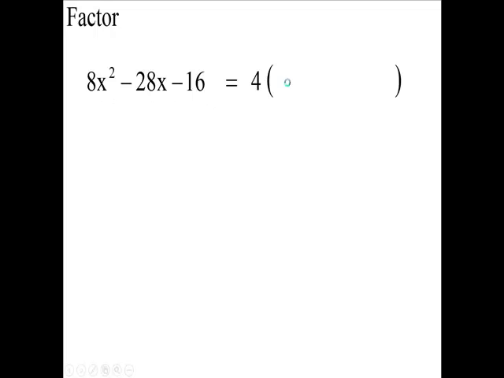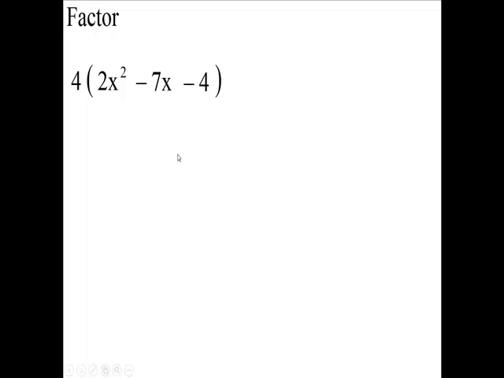Now 4 times 2x squared is 8x squared. Okay? And if you take a 4 out of this, divide this by 4, 28 divided by 4 is 7. Don't forget your variable, and don't forget your sign. Minus 28 divided by 4 is 7. Don't forget the variable x or the sign minus. And then 4 goes into 16 4 times. Don't forget your minus sign. This divided by 4 is 4. All right. So we got our greatest common factor of 4.